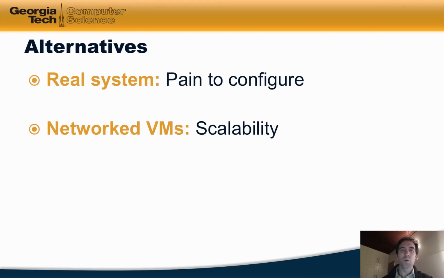Another way that you could do this is to use networked virtual machines. So you could imagine running lots and lots of virtual machines, say on your laptop or on your desktop, and then network them together with a software switch that's running on your host. Now, the problem with that is that typically virtual machines are fairly heavyweight, so there's a limit to the number of virtual machines that you can run concurrently on a single host.